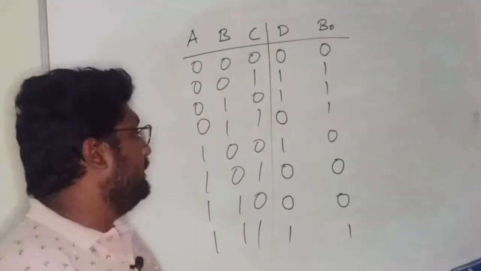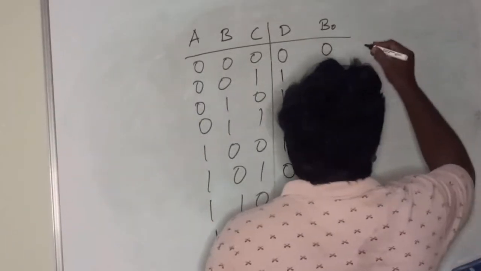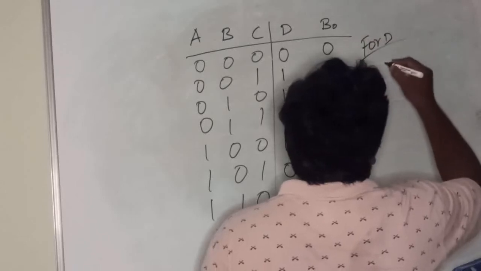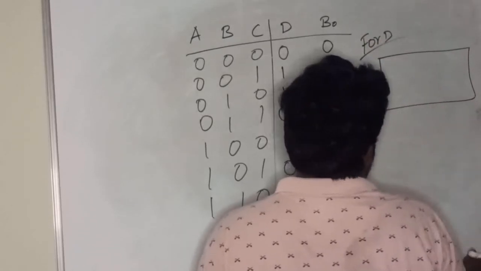So by using this truth table, let us do the K-map for D. As it is having 3 inputs, we will be having 8 squares.